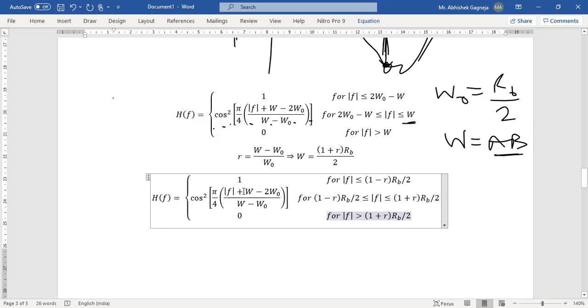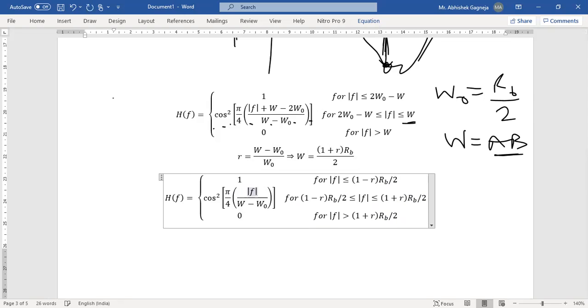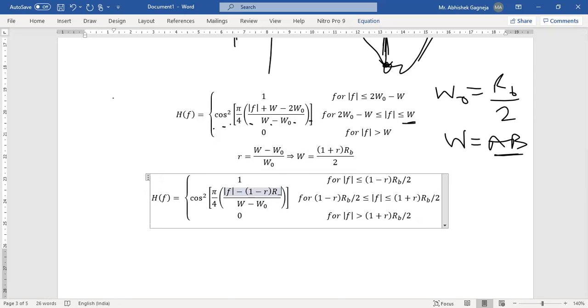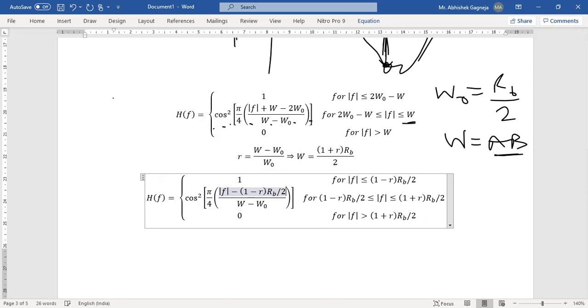RB by 2. Now let's put in the replacements over here. So the whole thing, the logic is basically just replace the same thing as we were doing over here. And what that would mean is that you will get minus 1 minus R, RB by 2, and over here W minus W naught. So this becomes a little bit more simpler in the sense that what you get is W minus W naught is simply put W naught into R, or R RB by 2.